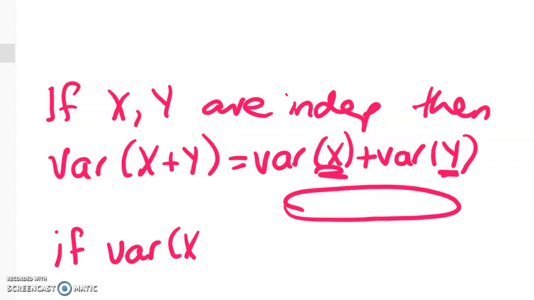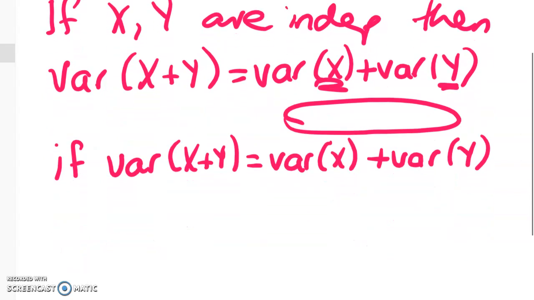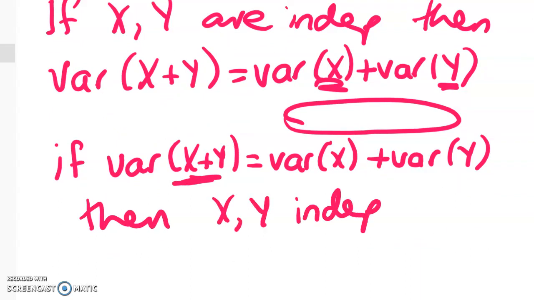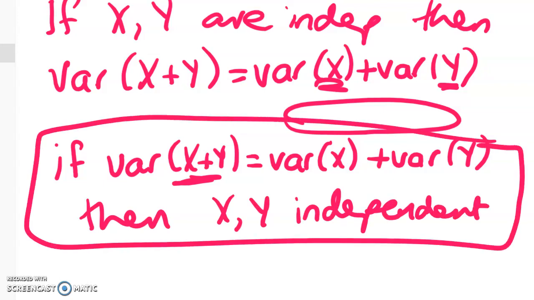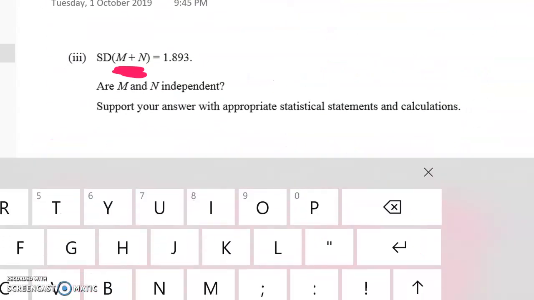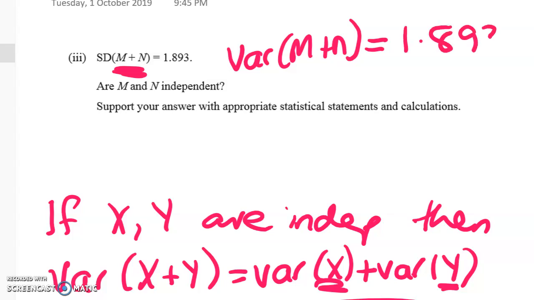If the separate variances added up are the same as the variance of the combined one, then we can say that x and y are independent. And when you answer this question, I think that's where you want to start out, by showing what you're going to do. Right? So we're not going to work with standard deviation. We're going to work with the variance. And the variance of m plus n is equal to 1.893 squared, which is 3.583. So that's the variance of m plus n.